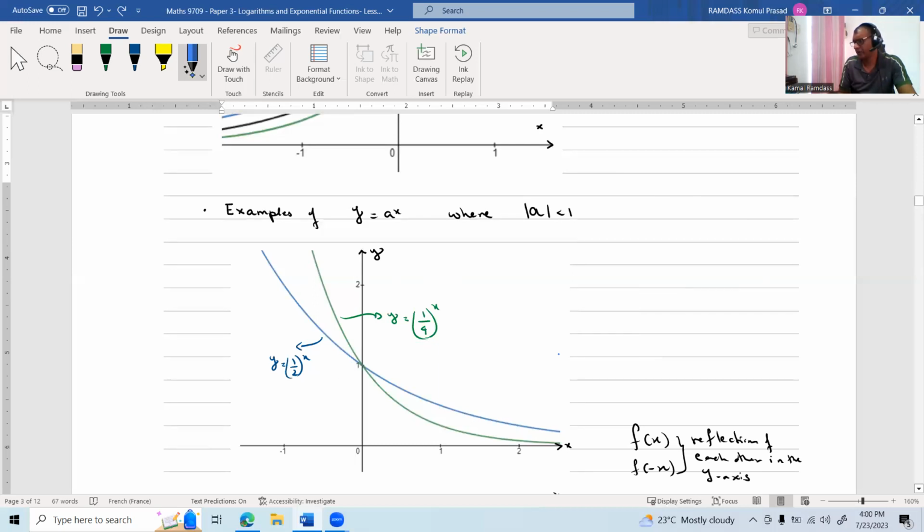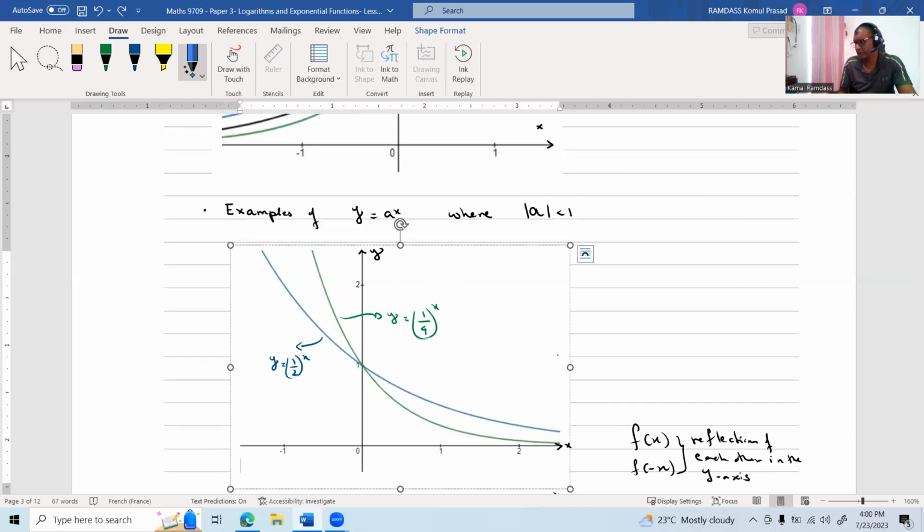And we take the example when x is equal to 1. In this case, y is equal to 1 over 4. Here, y is equal to 1 over 2. 1 over 4 is less than 1 over 2. And here, when x is equal to minus 1, 1 over 4 to the power of minus 1 is 4, so it is up there. And 1 over 2 to the power of minus 1 is 2, so it is there.